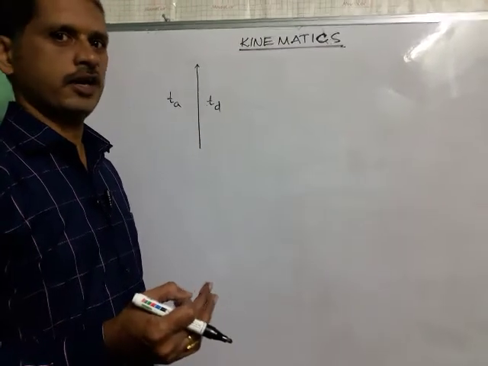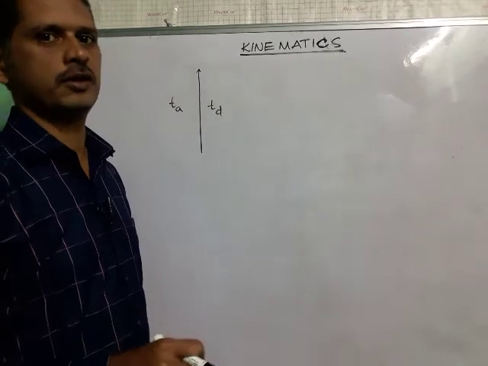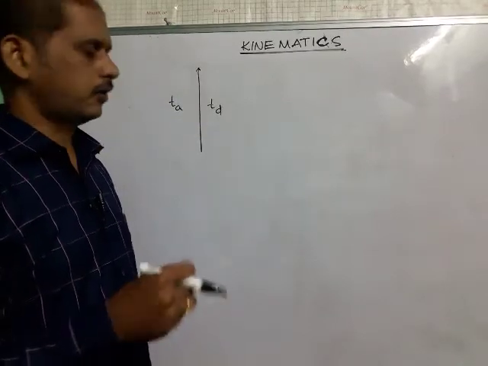Because of that air resistance, the g value will be changed. The acceleration due to gravity also will be changed. How will it be changed? Now let us see that.